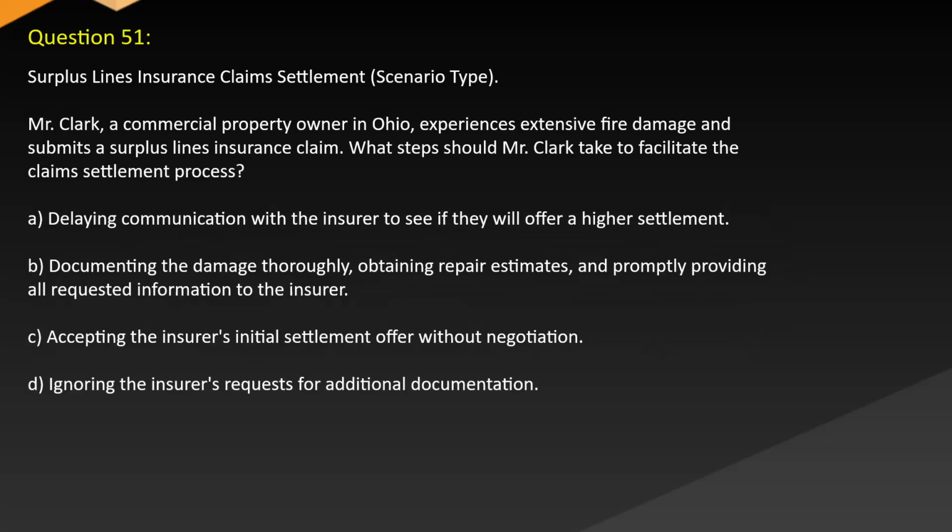3901.19. Question 51. Surplus lines insurance claims settlement scenario type. Mr. Clark, a commercial property owner in Ohio, experiences extensive fire damage and submits a surplus lines insurance claim. What steps should Mr. Clark take to facilitate the claim's settlement process? A. Delaying communication with the insurer to see if they will offer a higher settlement. B. Documenting the damage thoroughly, obtaining repair estimates, and promptly providing all requested information to the insurer. C. Accepting the insurer's initial settlement offer without negotiation. D. Ignoring the insurer's requests for additional documentation.